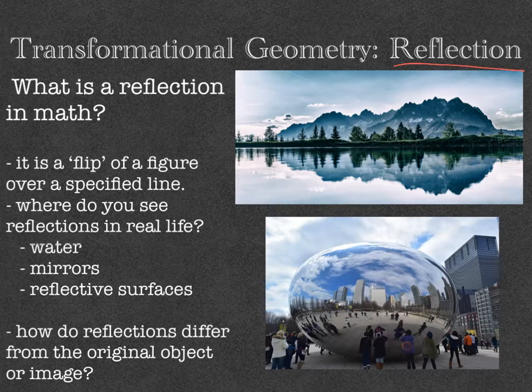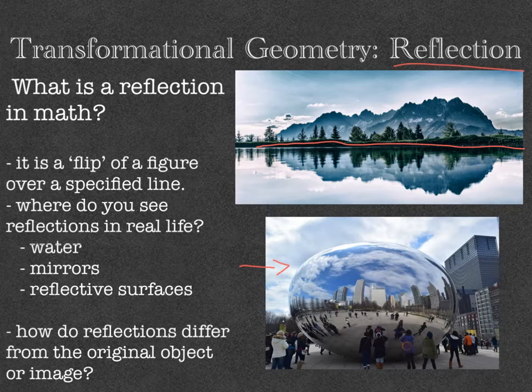Okay, so before we get there, let's talk about reflections we see in real life. You can see some of my examples here. We have reflections in water, where we have this beautiful mountain range and the trees reflected along the shoreline. So there's our line of reflection right in the middle. We also have mirrors. You probably get ready in the morning and look at yourself in the mirror. And then we have reflective surfaces. This is called the Bean. It's in Chicago, and it looks like a giant kidney bean. It's a big sculpture and it's reflective, and you can take pictures in it and see the reflection there.